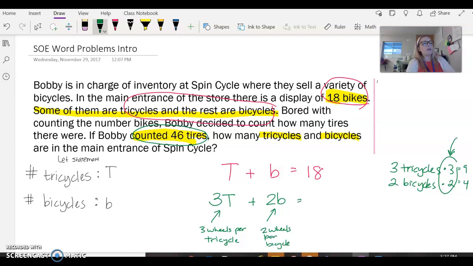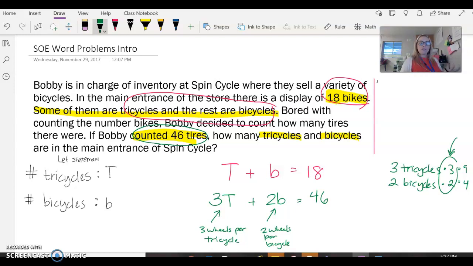And we know that when we add it all together, we're going to get 46. So now we have 2 equations, and we can use what we know about the substitution method to solve for it. So we could, again, look for that lonely variable. You could isolate the T and get T tricycles is equal to 18 minus B, or you could solve for B, and then you plug it into the other one, okay? And so you could find out B there.